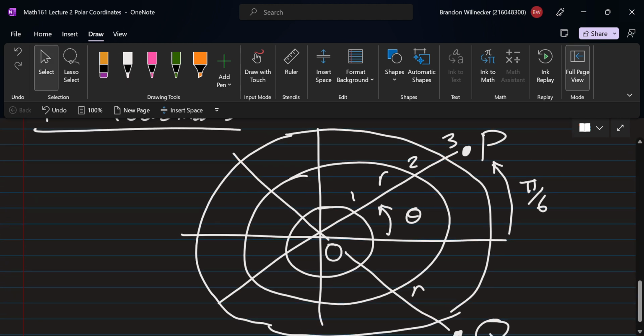Okay, anybody confused with that? It's just a different way of labeling the point. So instead of using horizontal distance and vertical distance, we're now using radial distance and angle from the horizontal. Okay, any questions on that?